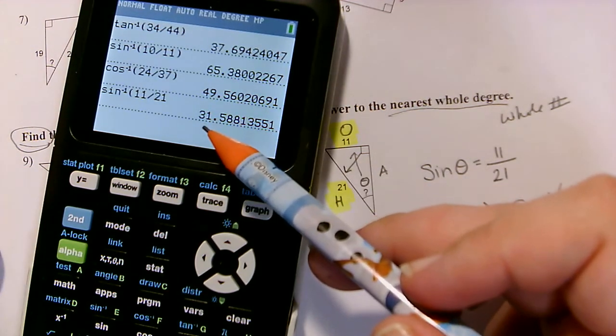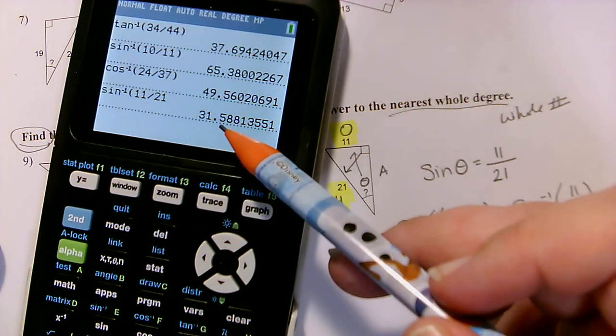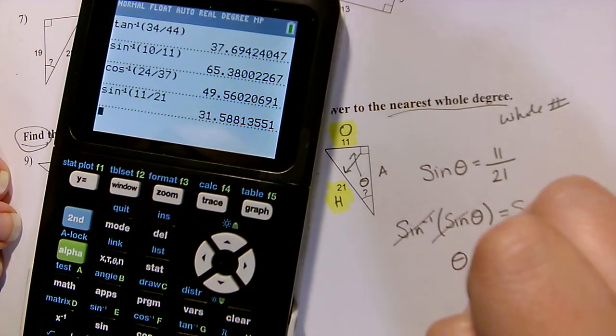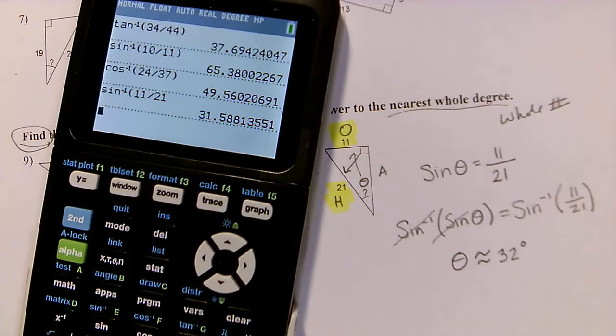31.58. So I'm going to say, is this 31 or 32? Because it's 0.5, I'm going to round it up to 32. So theta is approximately 32 degrees. Hopefully you did that correctly.